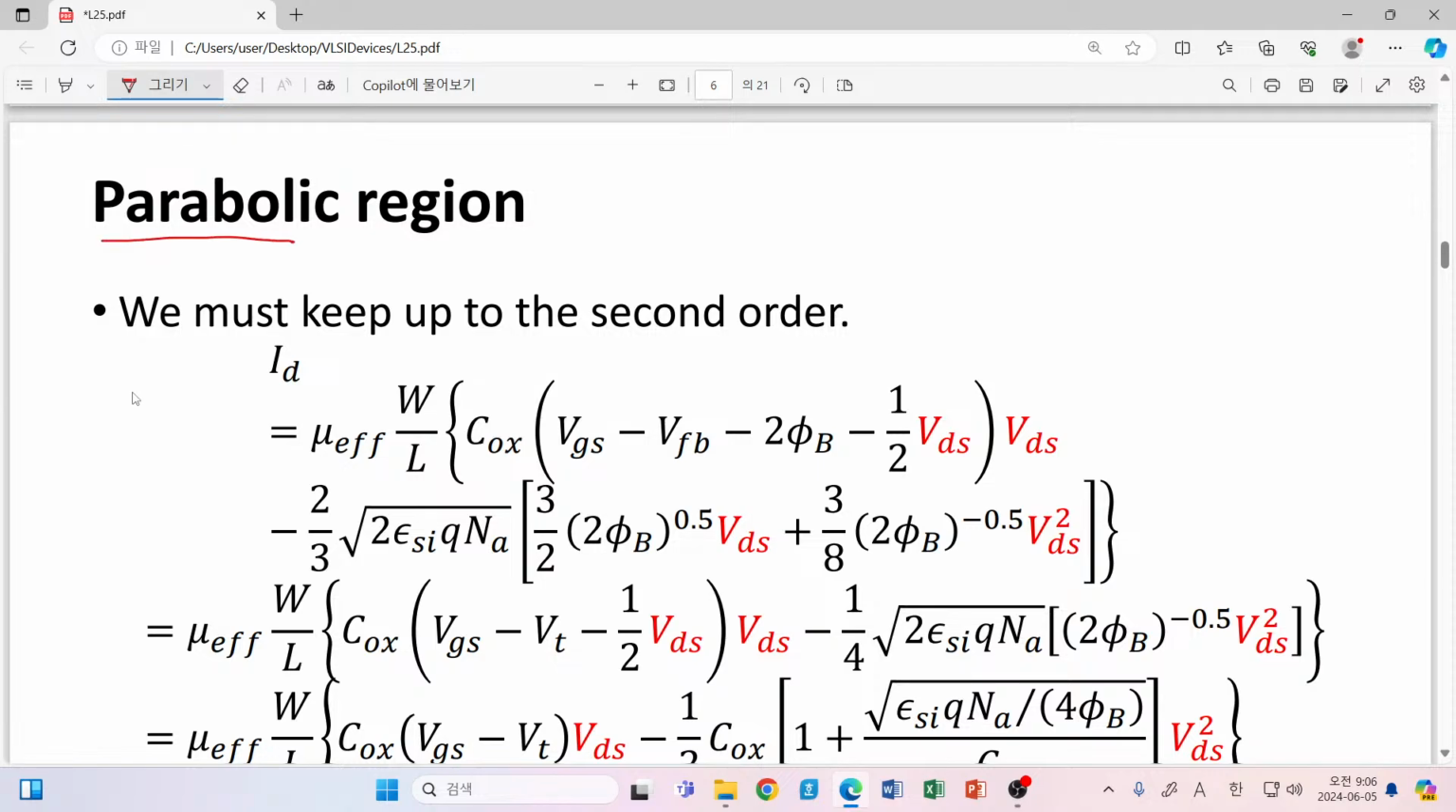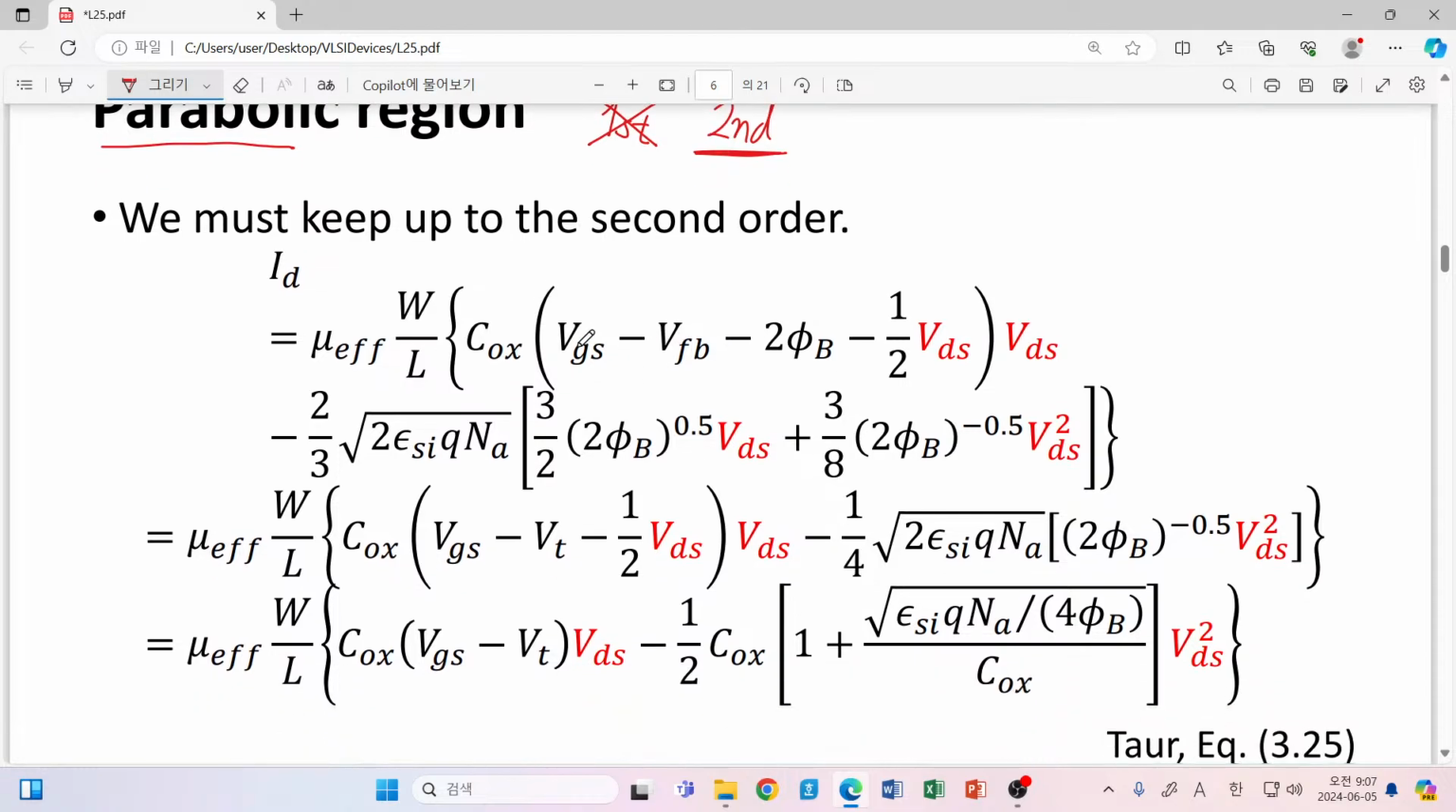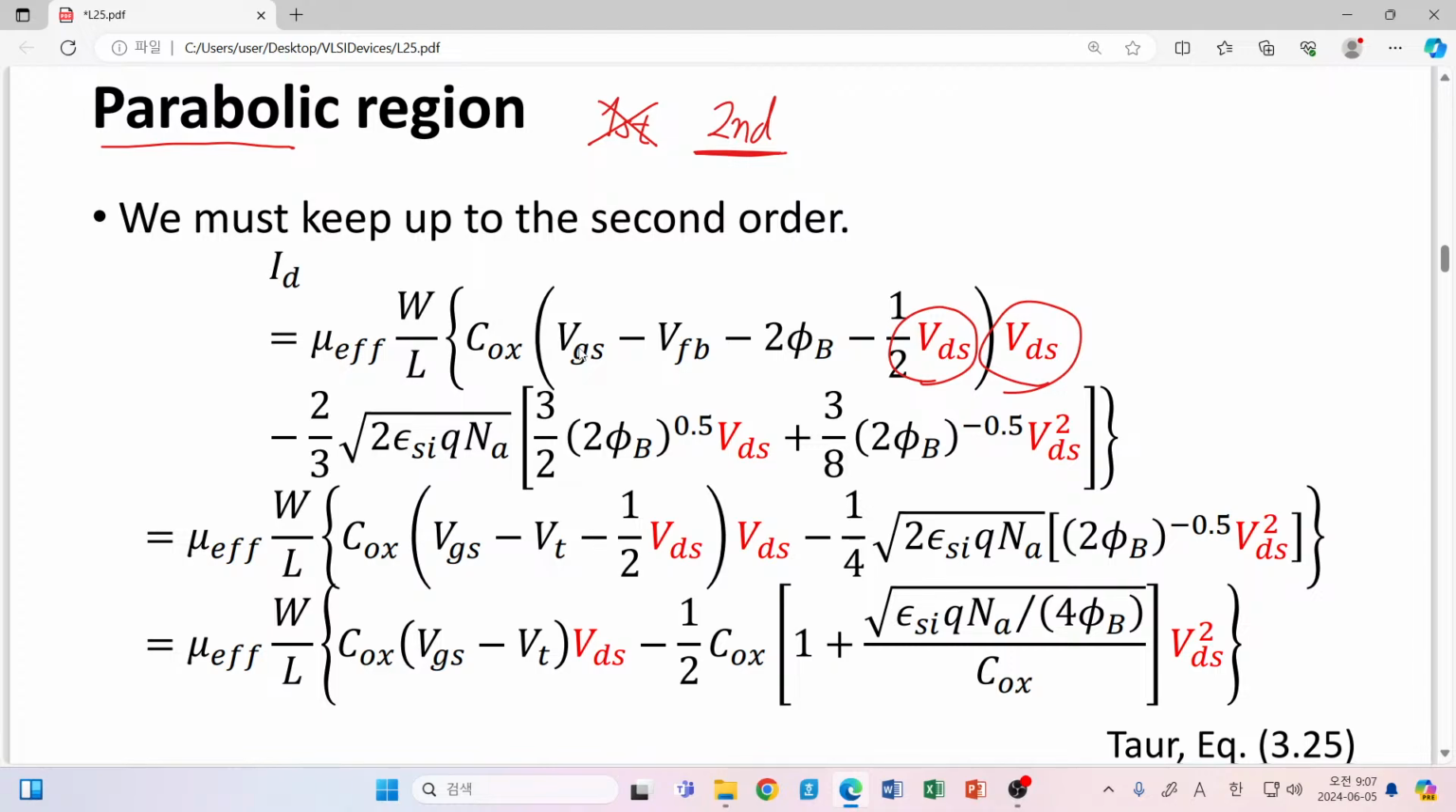So in this parabolic region, instead of making the Taylor expansion only up to the first order, now instead of this one, we just keep the second order. So if we consider the second order quantities, then obviously this previously neglected term, the square of VDS, comes in. Yes, that is the dominant one.